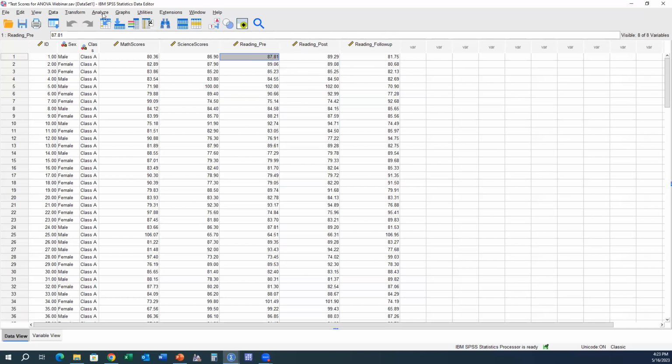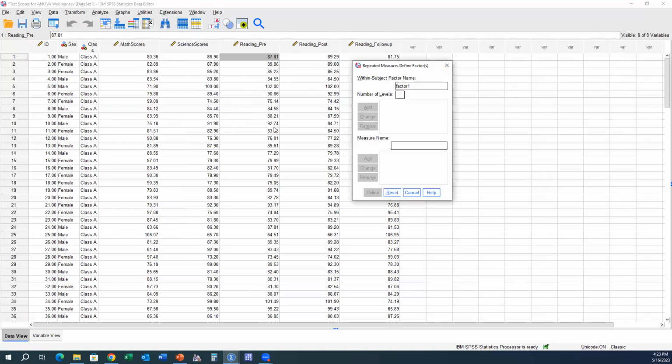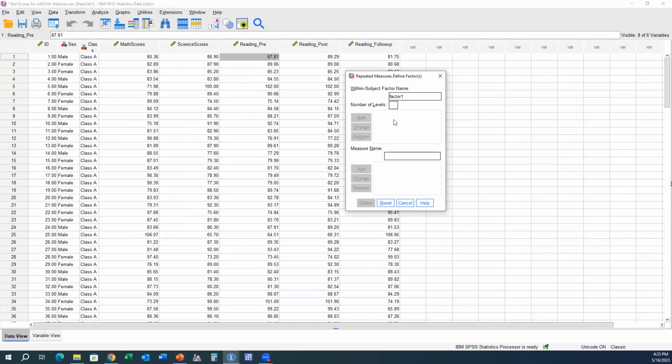Right, to run a repeated measures ANOVA, we will go to analyze, then general linear model and repeated measures right here. So this menu looked a little complicated. I know it did to me when I first ran this, but it makes sense once you've done it a few times. So we'll go to analyze, general linear model, repeated measures like this. This is the first box that pops up. So first we have to give our within-subjects factor a name. The within-subjects factor, all that means is, is there a difference over time? Okay, so what I do is I call this variable time.